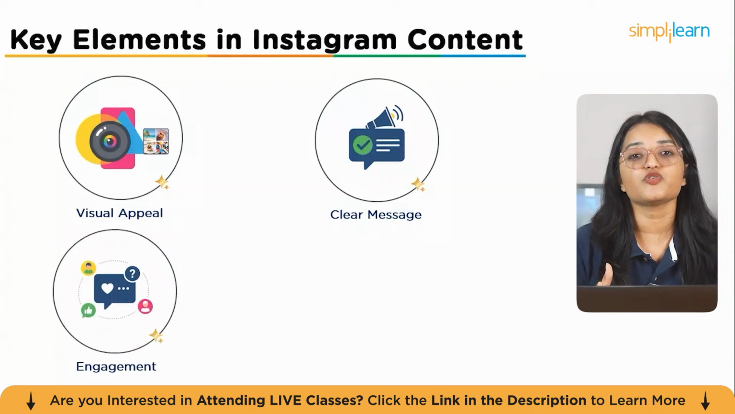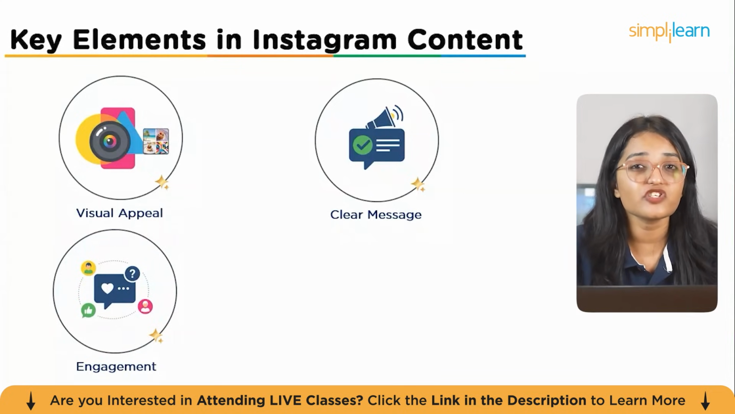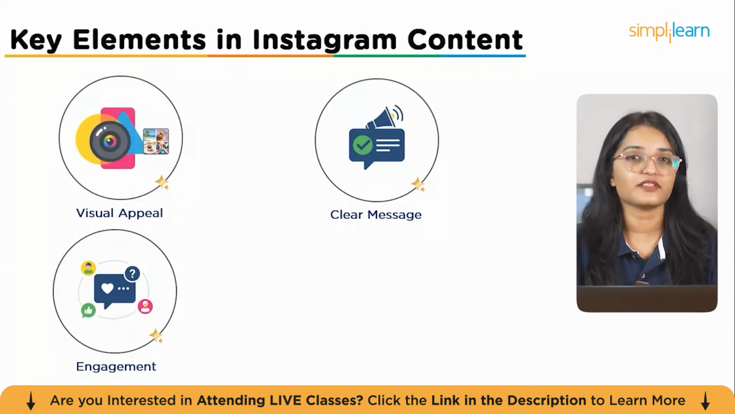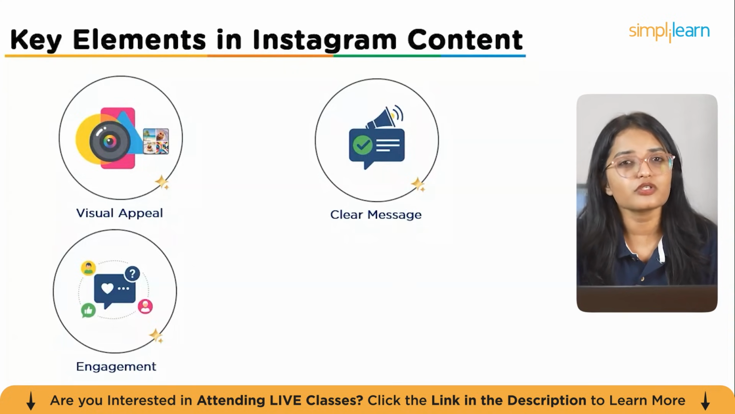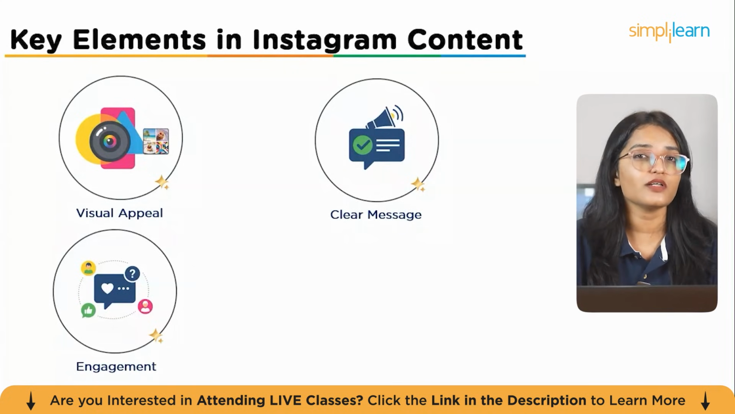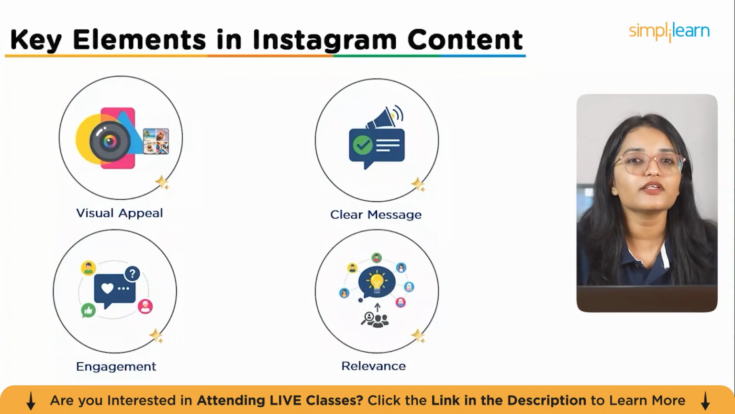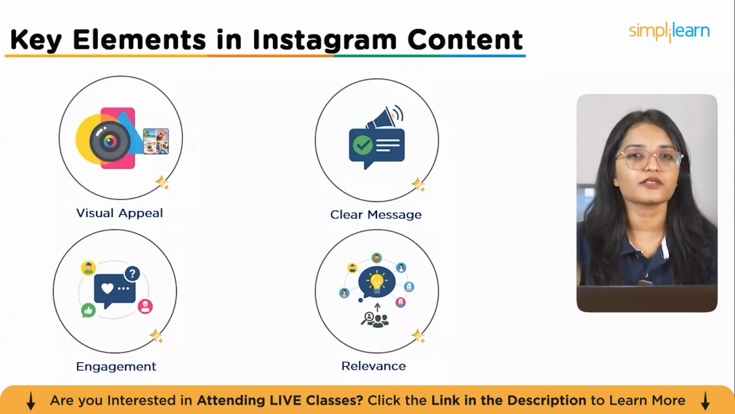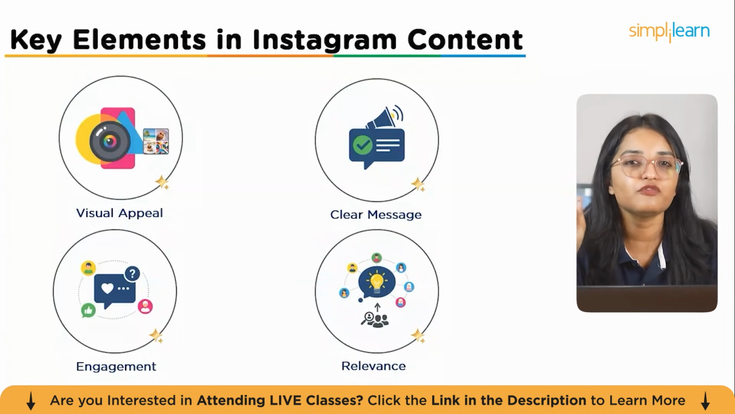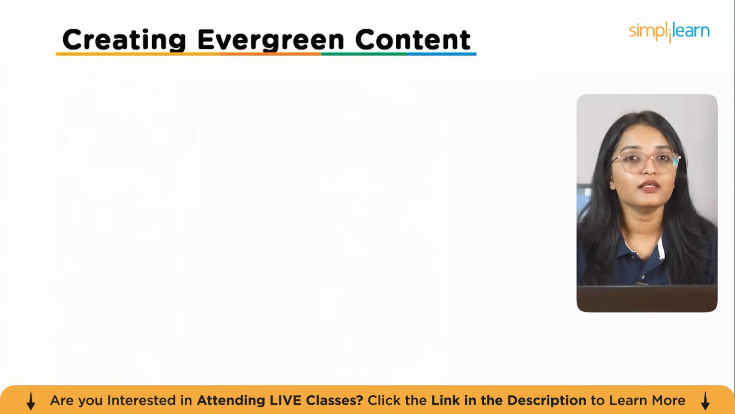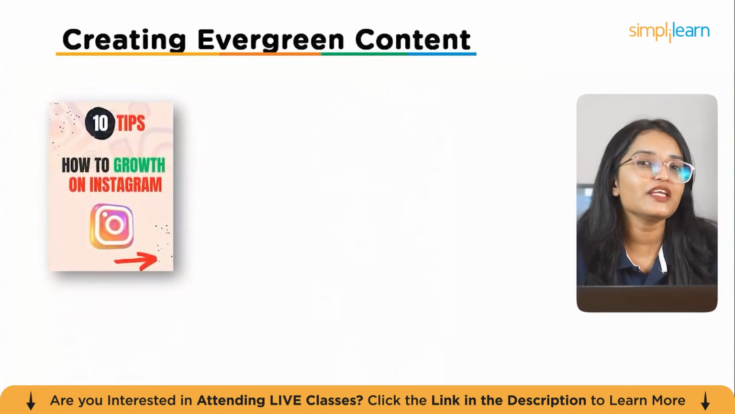Then we've got engagement. Now, content that encourages interaction gets better results. Whether it's asking a question or inviting people to share their thoughts, get your followers involved. Relevance. Your content should matter to your audience. Always keep in mind what your followers care about. Let's say, for example, a compelling caption paired with a high-quality image is a winning combination that grabs attention and invites engagement.